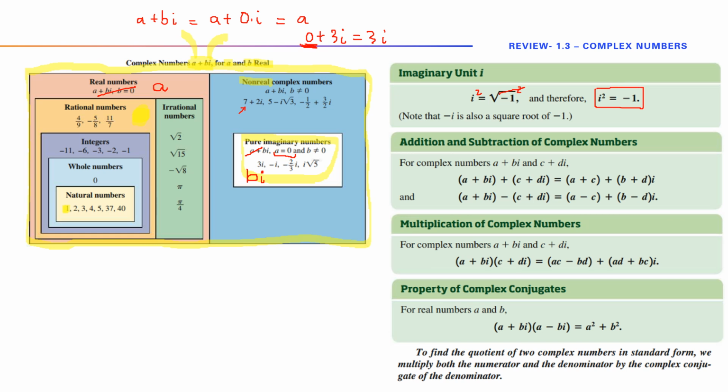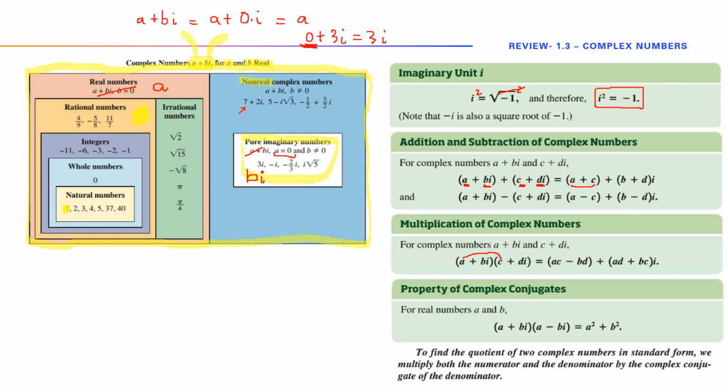For additions and subtractions, we do the real part with the real part. So real part here, real part here, we add them together and it makes a new real part. For the imaginary part, we have the first one here and the second one here, and we add them together. So bi plus di is (b plus d)i. The same goes for subtractions.